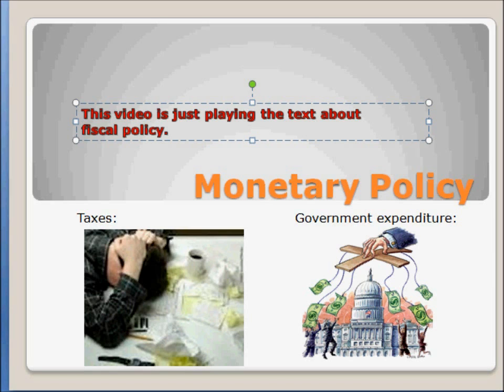Firstly, automatic stabilizers is an automatic change in taxation and government spending when there is change in the economic activity. An example is, higher GDP will mean more taxes are collected, although the tax rates stay unchanged. There is also discretionary fiscal policy, when the government changes its spending or taxation in order to influence aggregate demand.